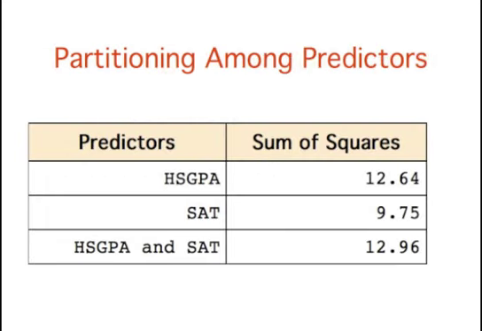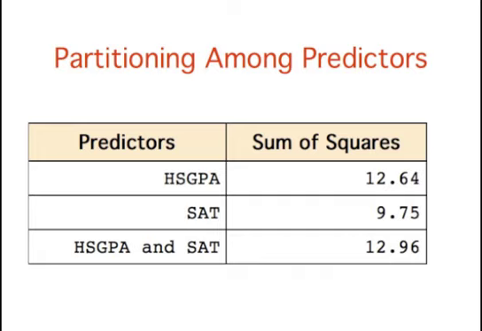In multiple regression, it is often informative to partition the sums of squares explained among the predictor variables. For example, the sum of squares explained for these data is 12.96. How is this value divided between HSGPA and SAT? One approach that, as will be seen, does not work is to predict UGPA in separate simple regressions for high school GPA and SAT. As can be seen in the table, the sum of squares in these regressions is 12.64 for high school GPA and 9.75 for SAT.